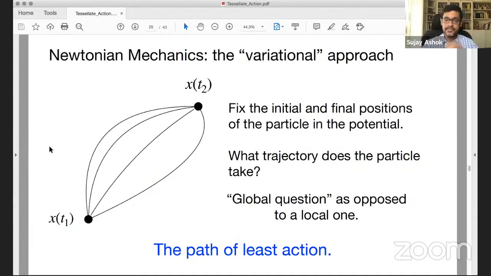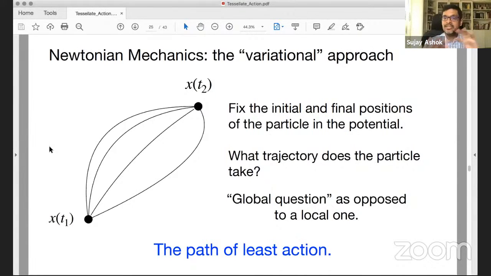What is the variational approach? I fix my starting point at some time t1. I fix my end point at some time t2. They're both given to you. I'm not telling you anything about the velocity. The force is given to me, or the potential is given to me. Let's say I know the potential at every point in space. I want to ask the question, what is the trajectory of the particle? You see already that I'm not saying anything about what happens in the middle. I'm giving you the endpoints and the potential everywhere. And the question is, what is the path? And the answer is the path of least action.